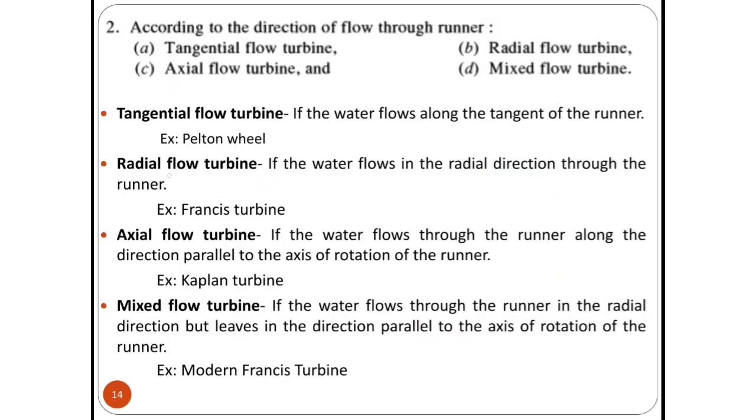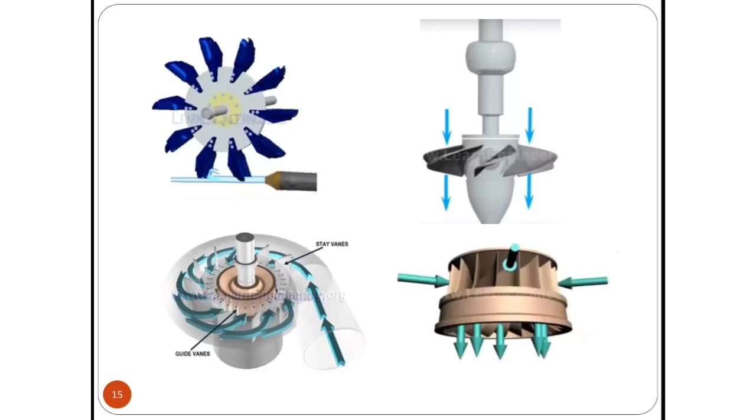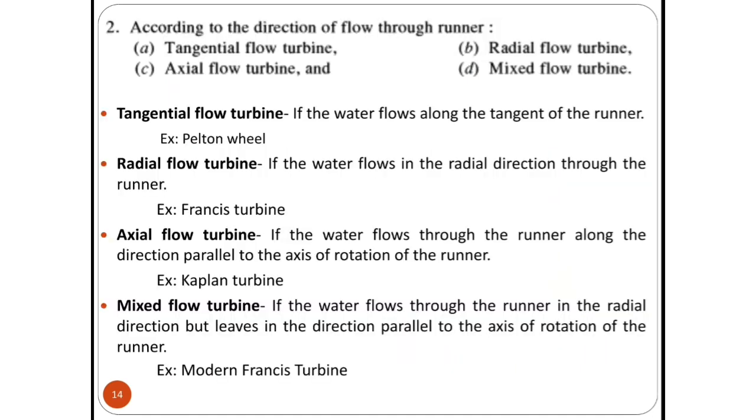Second one is a radial flow turbine. If the water flows in the radial direction through the runner, then the turbine is called a radial flow turbine. Example is the old Francis turbine. So here you can see the water is moving in the radial direction through the radius. Then this turbine is called a radial flow turbine.